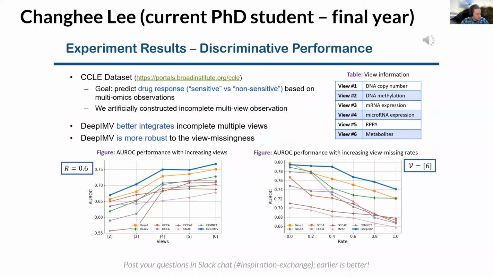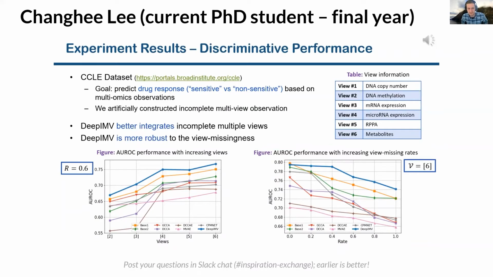Our second experiment was performed on the dataset from Cancer Cell Line Encyclopedia. Here, the outcome of interest is to predict drug responses based on the multi-omics observations. We artificially constructed incomplete multi-view observations by discarding randomly selected views. In this experiment, we explored the following desired properties.